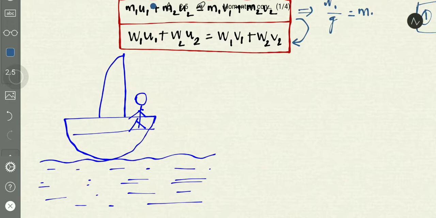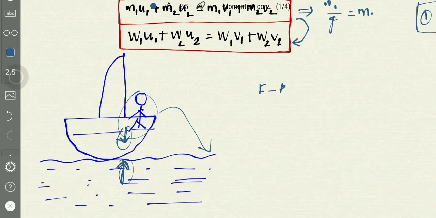A guy is standing in a ship, and he is trying to jump into the water. In order to jump, he first applies a force here. Due to this application of force, the water exerts a reaction on the ship. So this force and this force get balanced. F minus R, considering the upward forces as positive, is equal to zero. So the resultant is equal to zero. Then we can apply the conservation of momentum principle here.